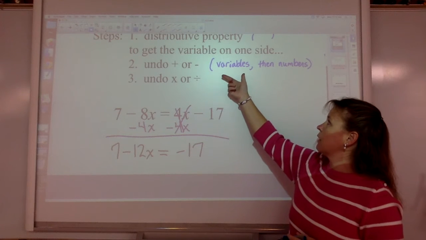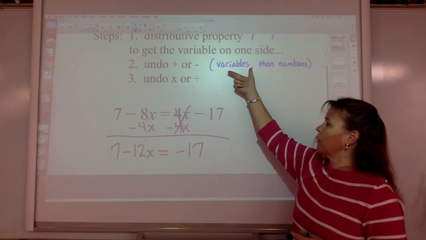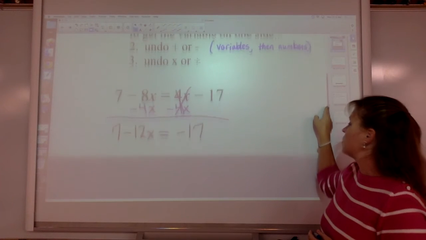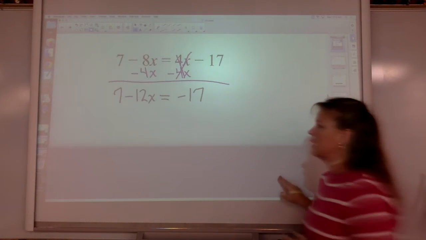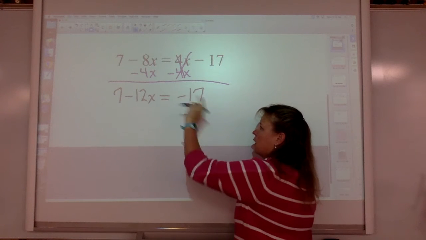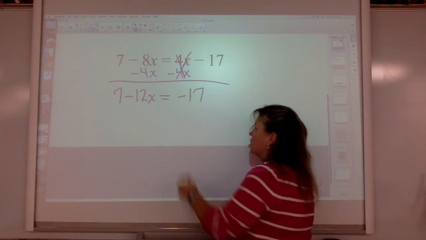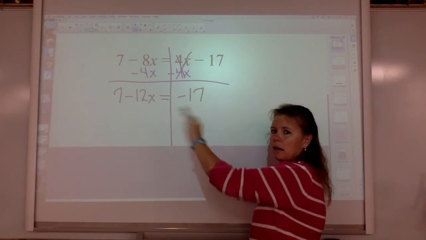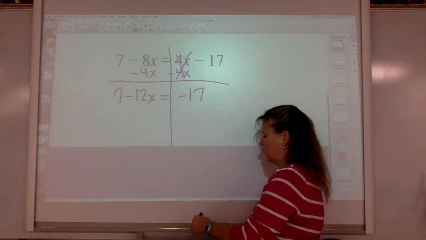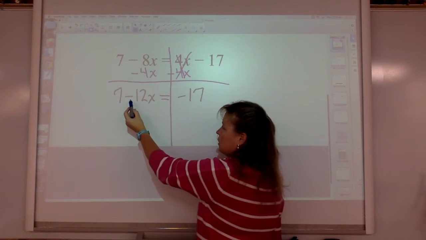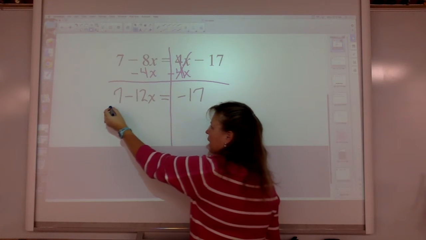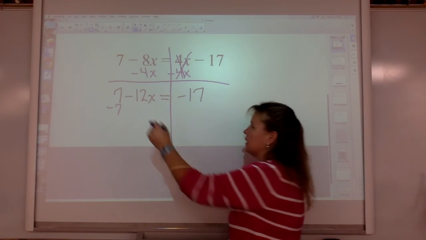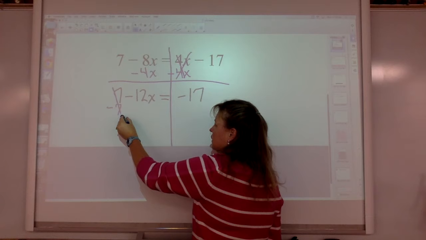So undo adding or subtracting. Undo with adding or subtracting with the variables first. Did that. We still have to do more adding and subtracting with the numbers. And since we decided that all of our x's are going over there, and if you need to, throw your stripe down the equal sign. Get your x's on that side. Get your numbers over here on this side. Again, don't be fooled by the subtraction sign. This 7 is positive, so we're going to subtract 7 from it. 7 minus 7 is gone.